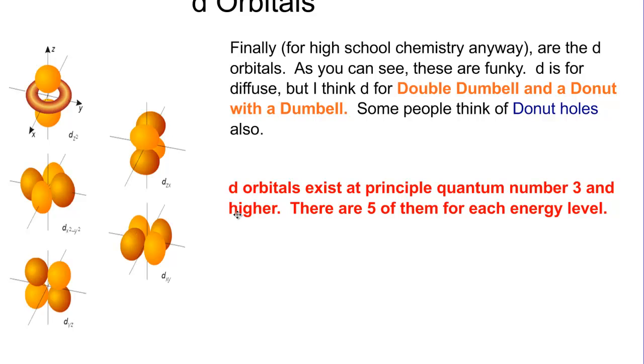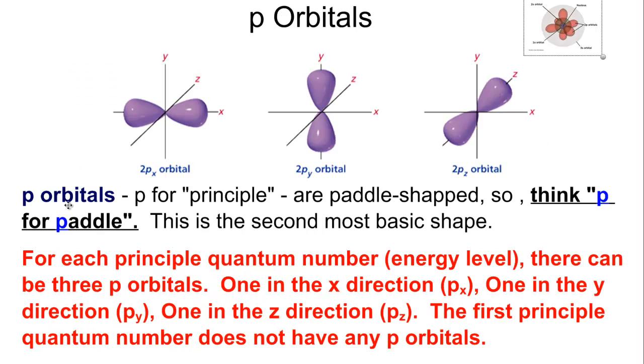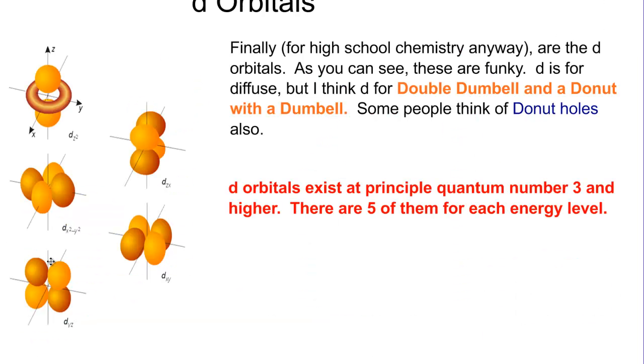Now, d orbitals exist at principal quantum number 3 or energy level 3 and higher. And there are 5 of them. 1, 2, 3, 4, and 5. Okay. Quick review then. S, there is one S, can exist at any energy. There are 3 P's. They can exist at energy level 2 and higher. And there are 5 D's, and they can exist at energy level 3 or higher.